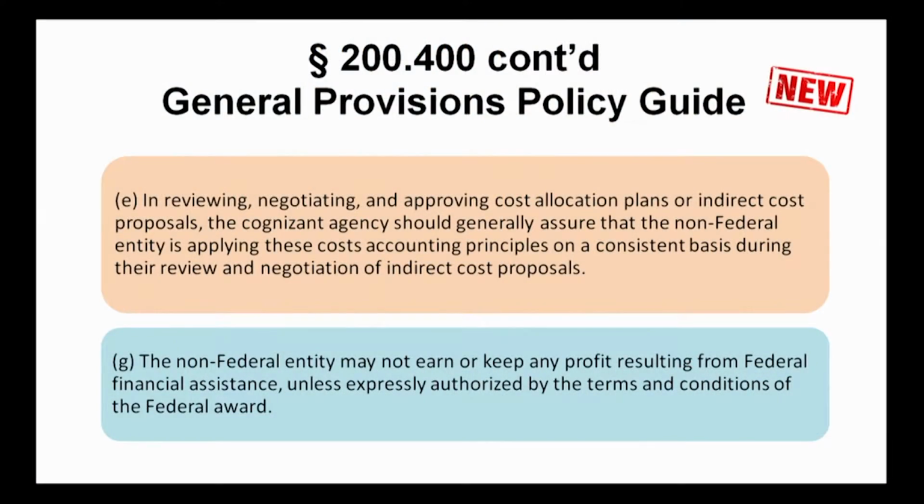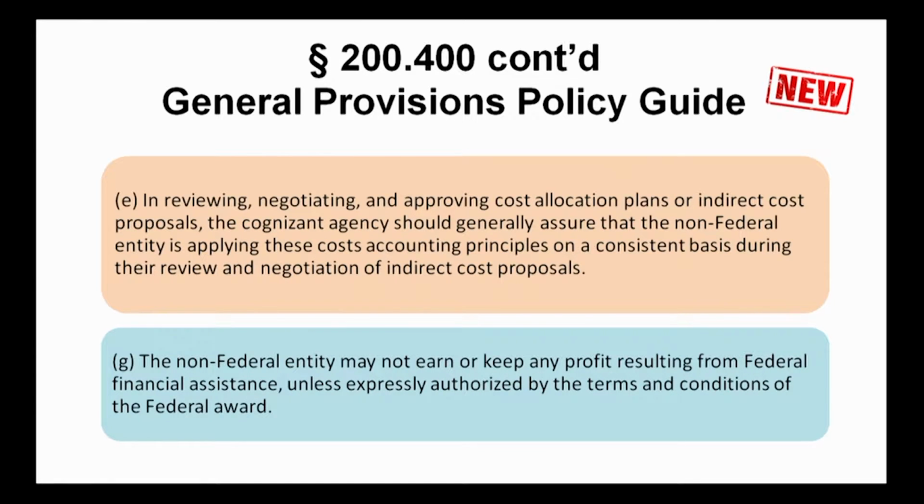Paragraph E and G, a couple of new paragraphs in there in the policy guide here. In reviewing, negotiating, approving cost allocation plans or indirect cost proposal, the cognizant agency should generally assure that the non-federal entity is applying these cost principles. So whenever a tribe is putting together an indirect cost proposal, they have to mirror and be in compliance with the subpart E principles.